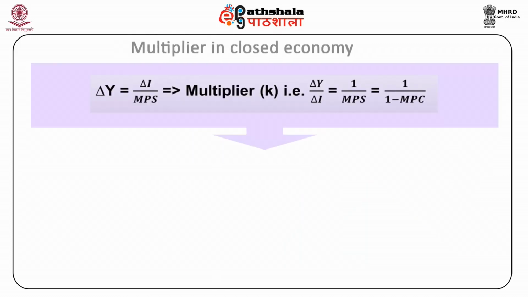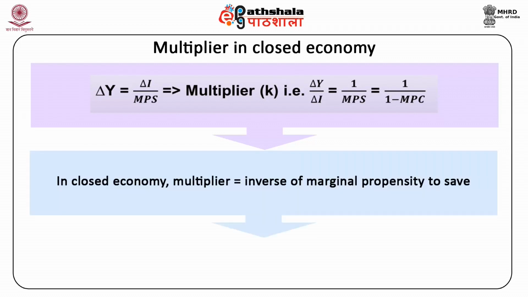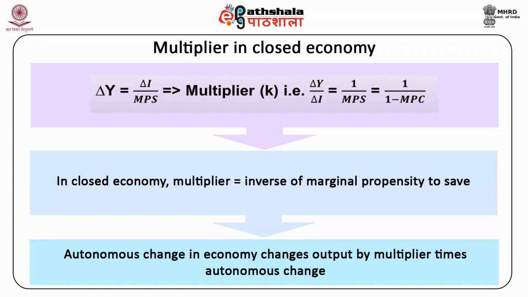Also, delta Y is equal to delta I upon MPS since delta S is equal to delta I. Hence, multiplier K, that is delta Y upon delta I, is equal to 1 upon MPS, which is equal to 1 upon 1 minus MPC. In the closed economy, multiplier is equal to the inverse of marginal propensity to save. Any autonomous change in economy changes the output by the multiplier times the autonomous change.